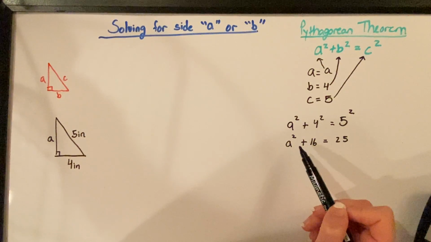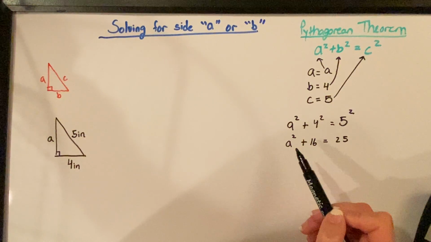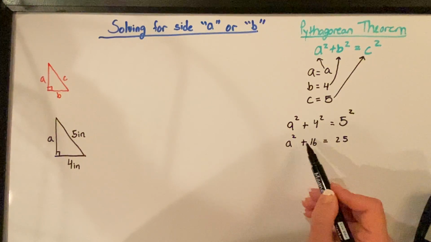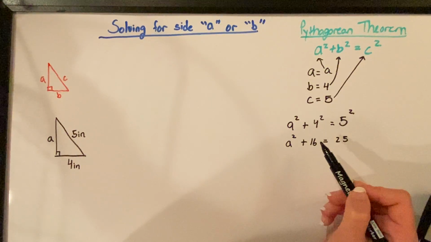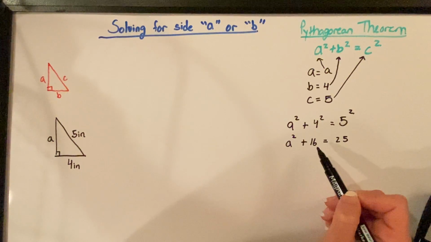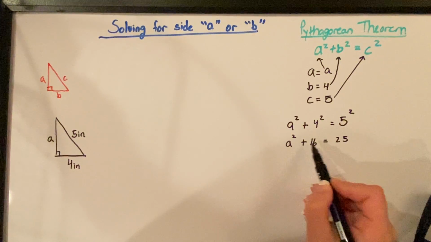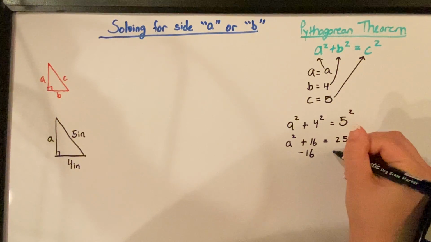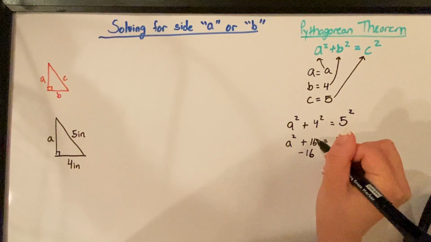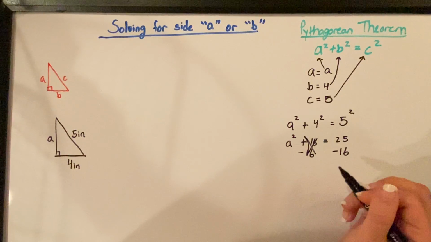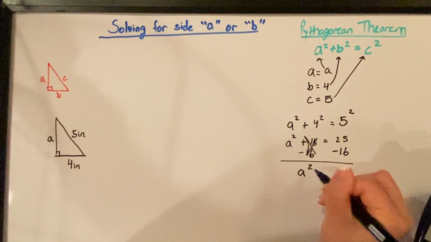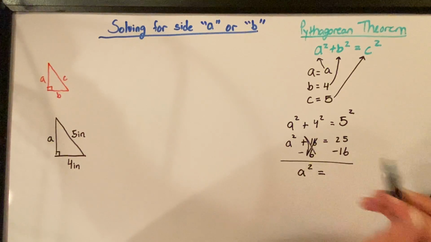Now, remember, we are solving for A right now. However, A is not alone. You have to make sure A is alone. So in order to make A alone, we have to get rid of this positive 16. In order to get rid of something, you have to undo it. The opposite of plus 16 is minus 16. So I'm going to subtract 16 on both sides of my equation. That goes away. So now I'm left with A squared equals 25 minus 16.